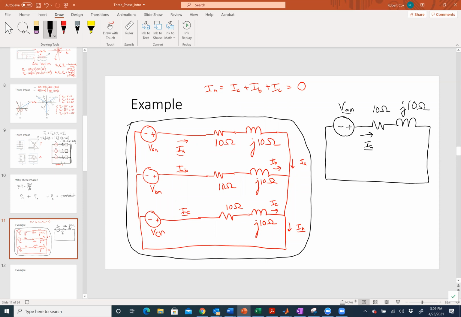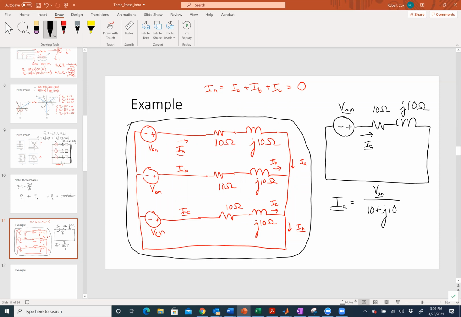So let's say I want to figure out what IA is. Well, this should be pretty easy to do. What is IA going to be? VAN divided by 10 plus J10. Yeah, VAN divided by 10 plus J10. Pretty straightforward to do that.